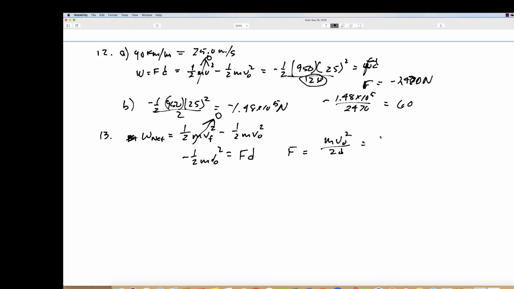And so we have a 900 kilogram vehicle, and the initial velocity is 1.1, and that's divided by 2 times the distance, which is 0.2 meters. And the force that it absorbs in that process is going to be minus 2,700 newtons.